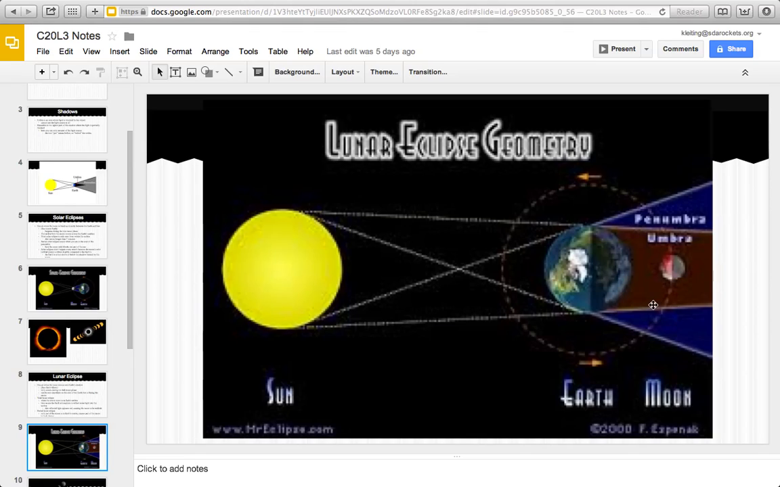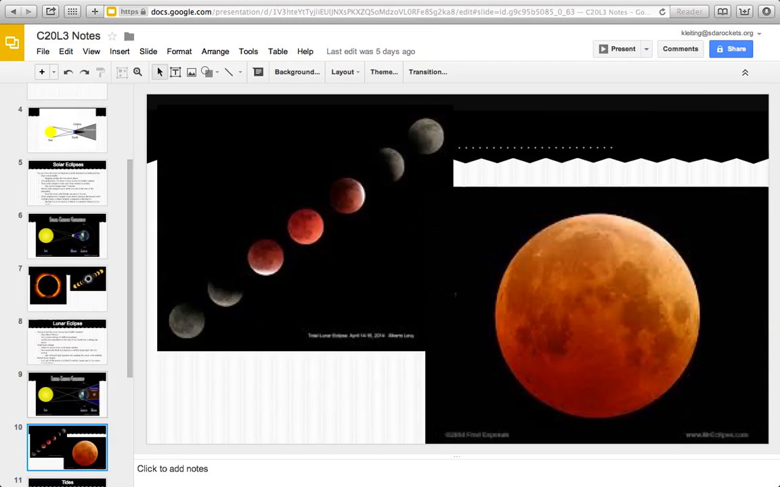There's a reason that it looks reddish, and that has more to do with what happens when light passes through the atmosphere. It's the same reason that clouds get reddish when it starts to get towards sunset. But that's what causes the moon to look red in this case. And here we have some examples of what that would look like.